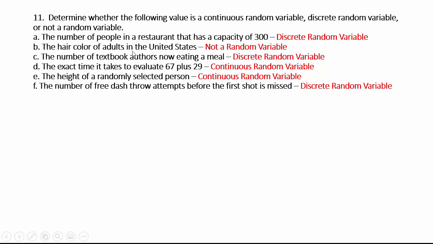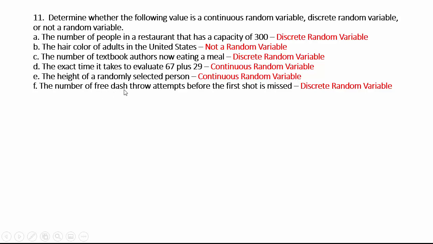The hair color of adults in the United States, this is not a number, right? They would be color names, okay? So it's not a number at all, so it's not a random variable. The number of textbook authors now eating a meal, well, that number would be in whole units, but it is a number, so that's a discrete random variable. The exact time it takes to evaluate 67 plus 29, well, time is not likely to be in whole units, so it is not a discrete measure, but a continuous one. So this is a continuous random variable. Height is the same thing, right? Those are continuous random variables.